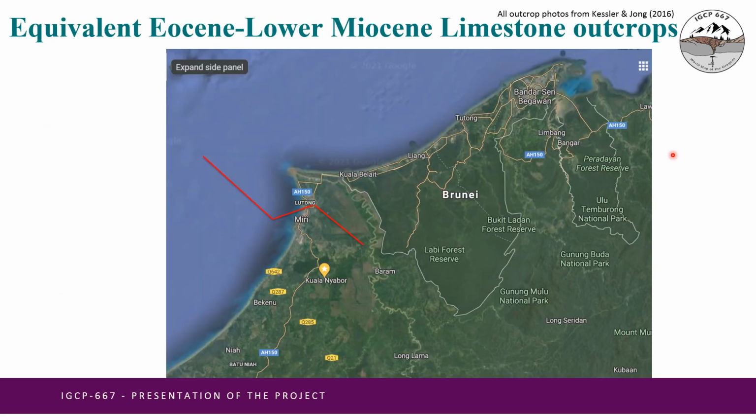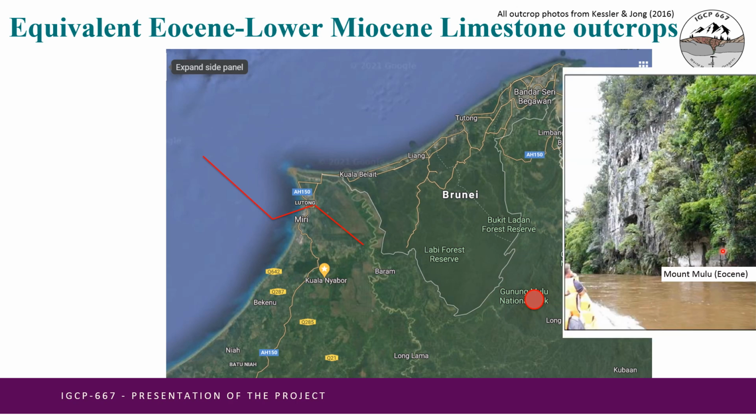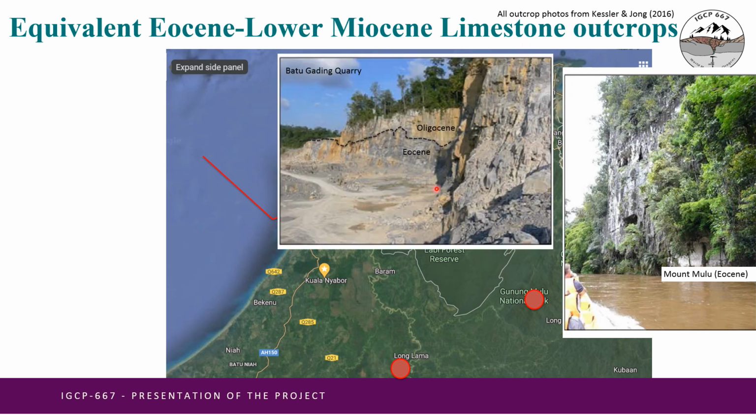Let's see examples from the field showing Eocene to lower Miocene limestone outcrops that are distributed sparsely on the onshore of Sarawak. This is the line of our seismic section that we just saw in the previous slides, with Engkabang limestone over here. A famous Eocene limestone outcrop is located in Gunung Mulu National Park. This is an example of Mount Mulu, Eocene limestone. And then we have Eocene to Oligocene limestone located in the Batu Gading area, near Long Lama. This is a quarry where the boundary between Eocene and Oligocene limestone can be clearly seen.